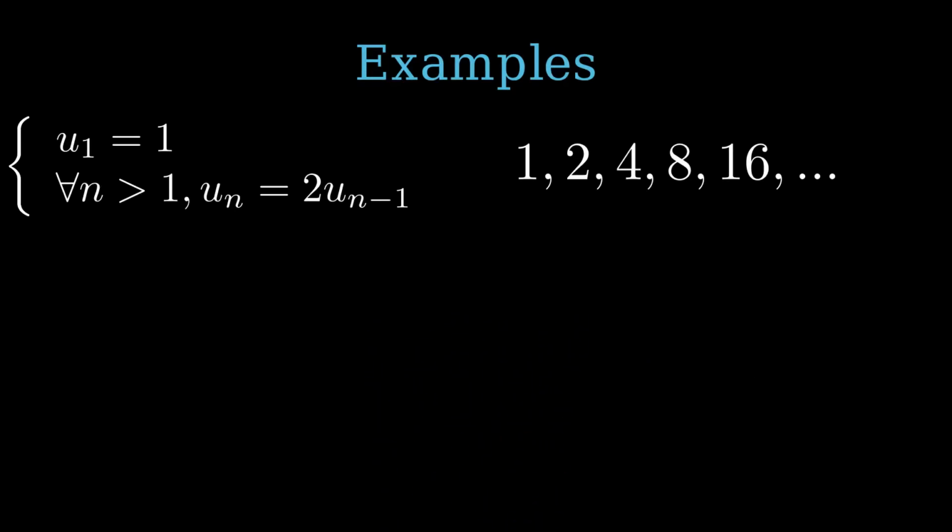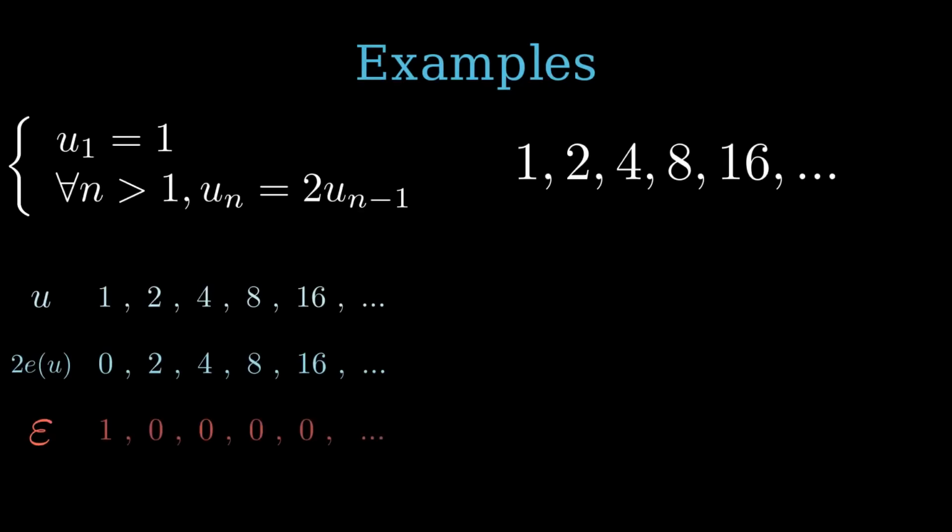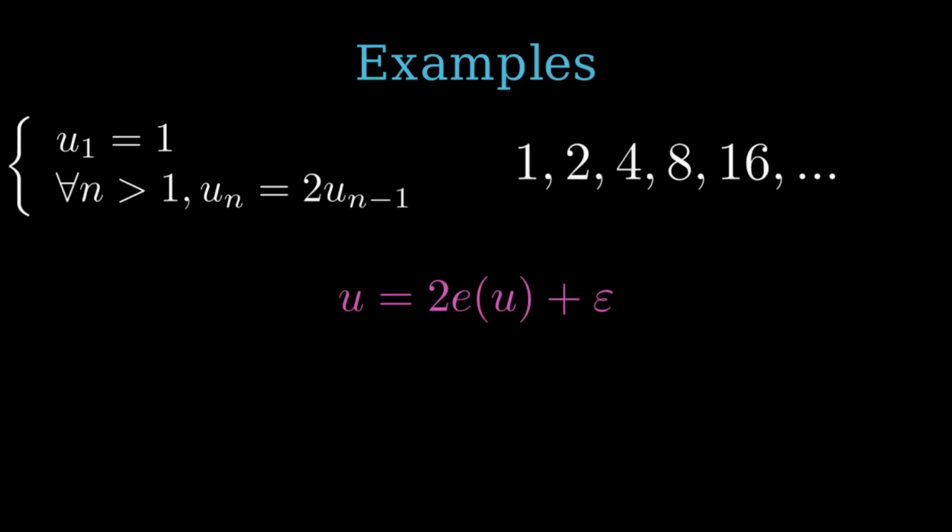Well, not exactly. If we write them next to each other, we indeed notice that they are equal after the first term, but the first term doesn't match. To fix this, I will introduce a correction sequence epsilon, which is equal to 1 everywhere except for the first term, where it is equal to -1. Now, if we add this correction, we can write this new relationship here.